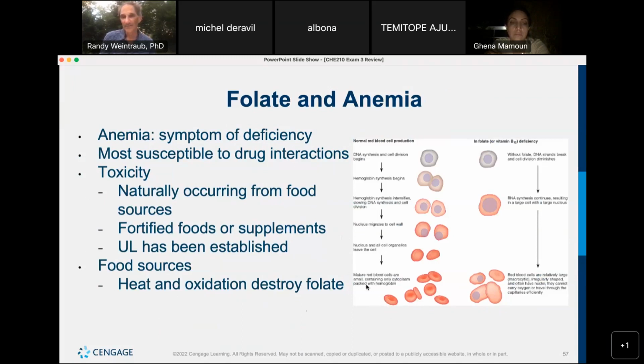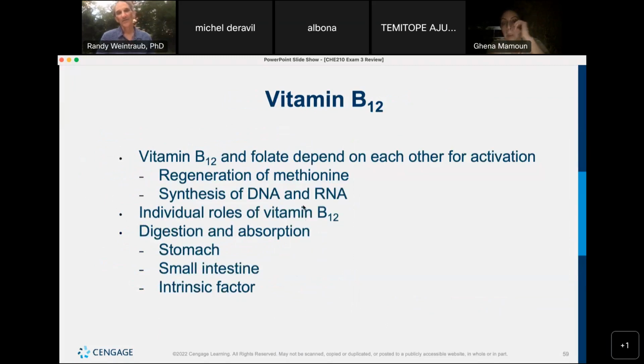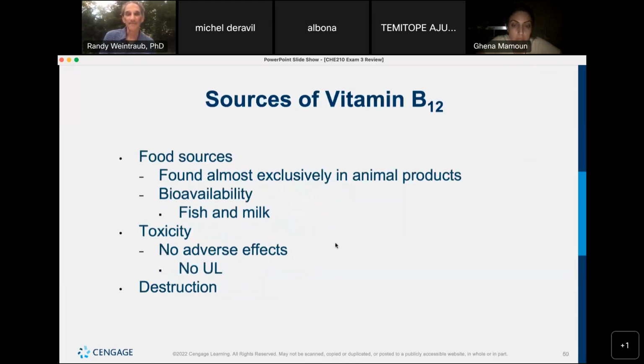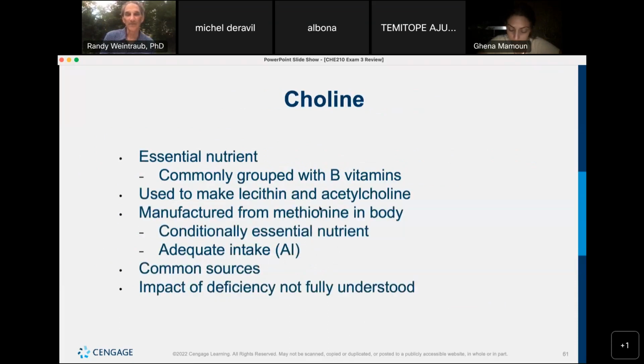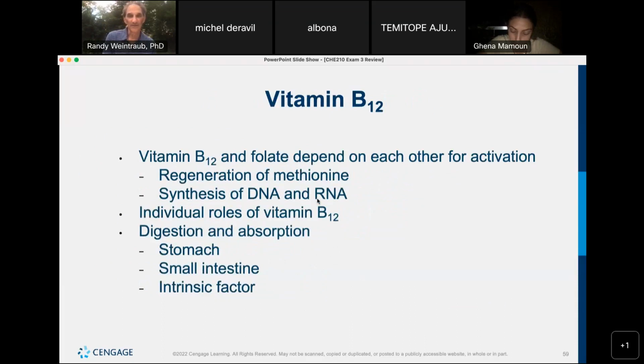So ill-formed B12. So B12, we should also, again, think of synthesis of DNA, RNA. It also has a bit of a complex way that it's absorbed. B12 requires in the stomach sort of an activated complex to make sure that it's absorbed efficiently.